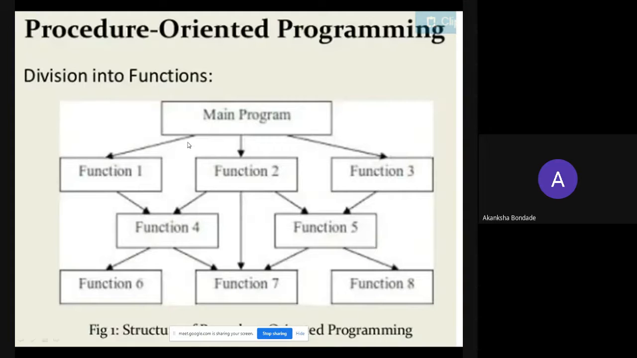Now this is a division into functions. Here the main program is broken into 8 functions. Function 1 is accessing the global data, function 2 is also accessing the global data, function 3 is accessing the global data. Here all the functions are accessing the global data. Now function 4 accesses the function 1 and function 2 instructions. Then function 5 accesses the function 2 and function 3 instructions, function 6 has the function 4 instructions, and indirectly function 1 and function 2 instructions.